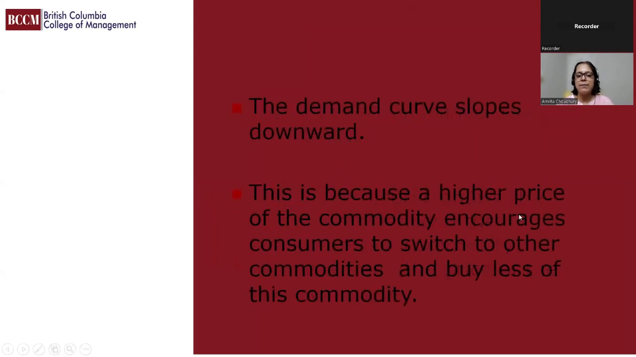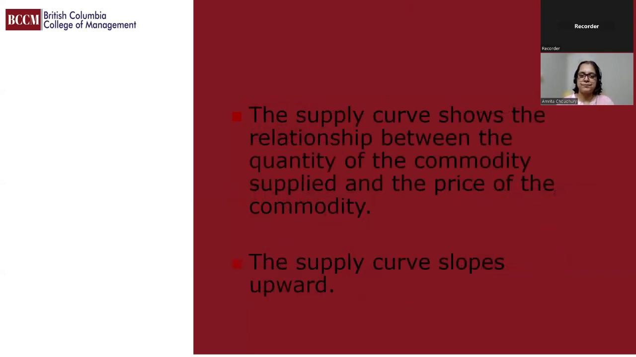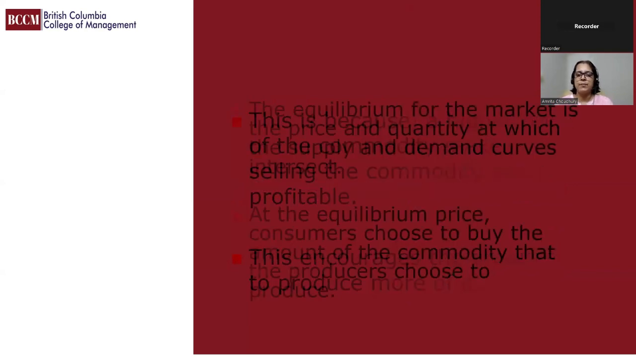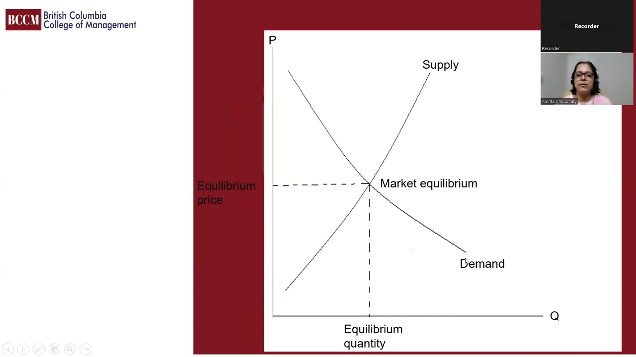Why? Because the higher price of the commodity will encourage the consumers to switch over to other commodities and buy less of the commodity whose price has gone up. So obviously, if the price of the commodity goes up, the consumers will switch over to other substitutes available in the market, and accordingly the quantity demanded will go down. So there is an inverse relationship between price and quantity demanded. The higher the price level of the commodity, the lower will be the quantity demanded, and vice versa. Because of this negative relationship between price and quantity demanded, the demand curve is downward sloping.